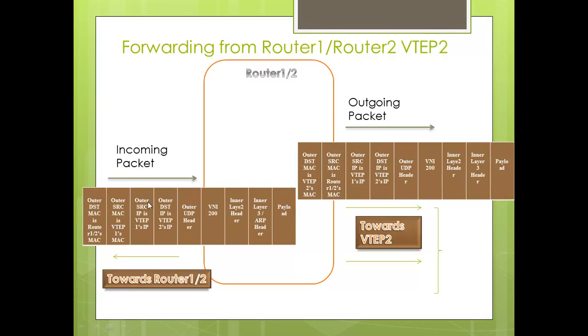Here we can check what happened. The outer destination MAC was router 1 or 2's MAC. Here it will become VTEP2's MAC. The outer source MAC is VTEP1's MAC. Here it will become router 1 or 2's MAC. The rest of the packet will remain the same.